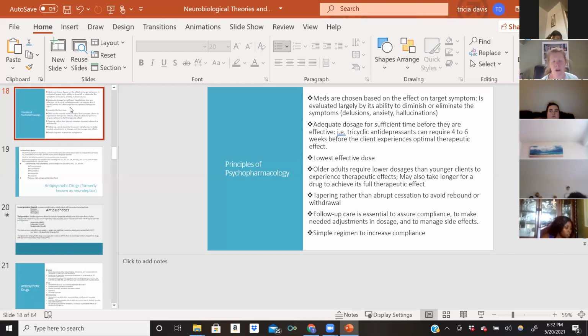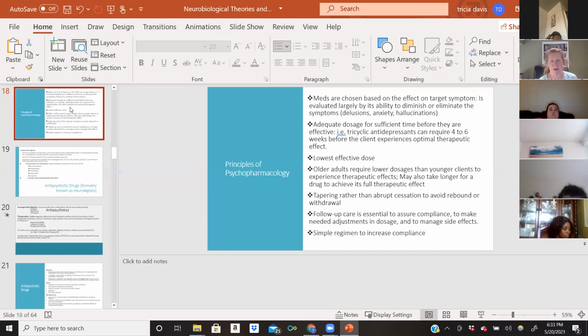We always give them the lowest dose to be effective. We don't always start off with the highest dose or a mid dose. We start at the lowest and then they work their way up. Older adults require lower dosage than younger adults because of the therapeutic effects. So it might also take longer for drugs to achieve their full therapeutic effect in the older adult. And then we see a lot more toxic side effects because of the liver function and the decreased kidney function.